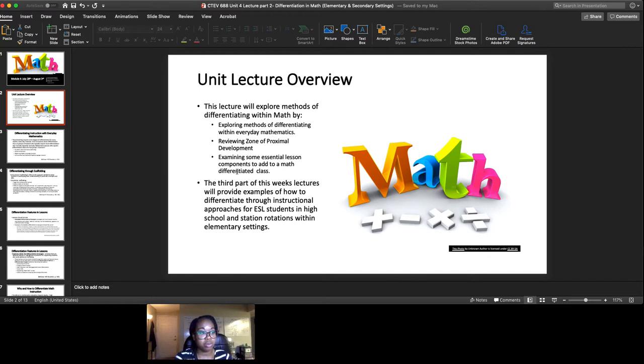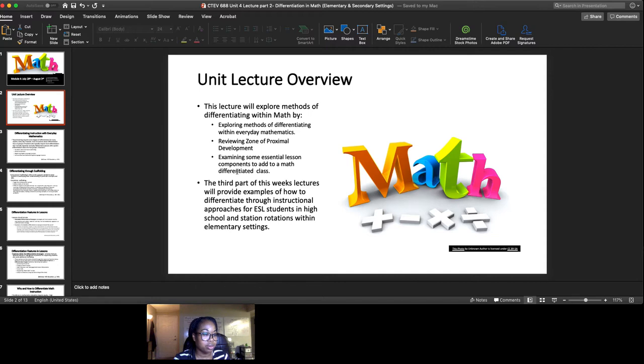For this week, we'll be focusing on exploring methods of differentiating within everyday mathematics, and then reviewing zone of proximal development, and then also examining some essential lesson components to add to a math differentiated class. But these things can be added to any class, as I've stated before. The third part of this week's lectures will provide examples of how to differentiate through instructional approaches for ESL students, and that was intentionally selected within a secondary setting just so that you can see how she approaches it.